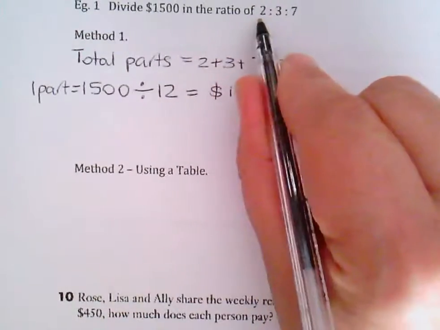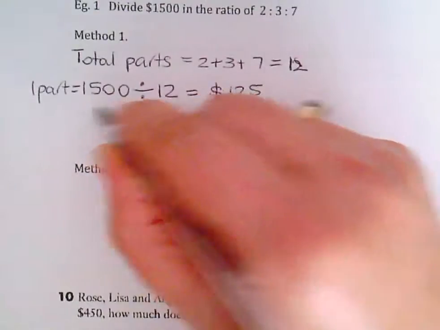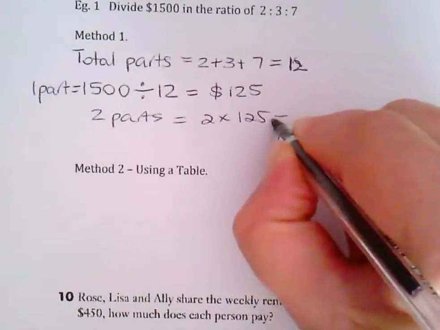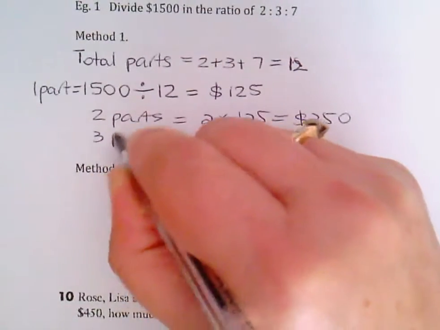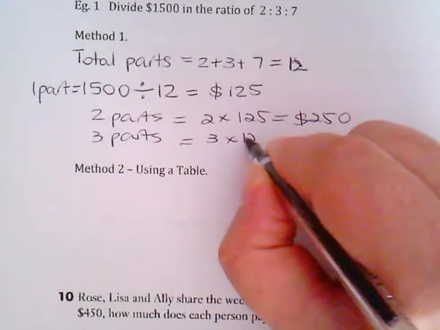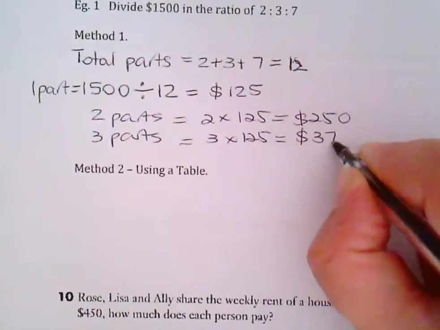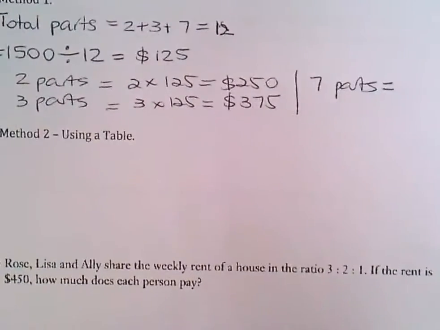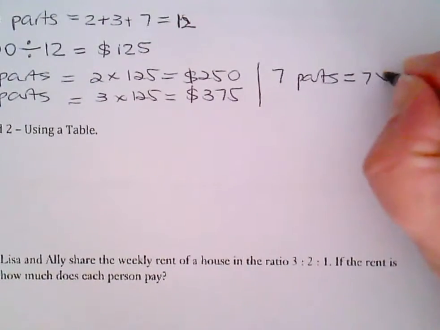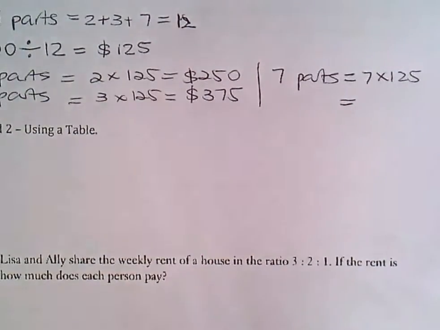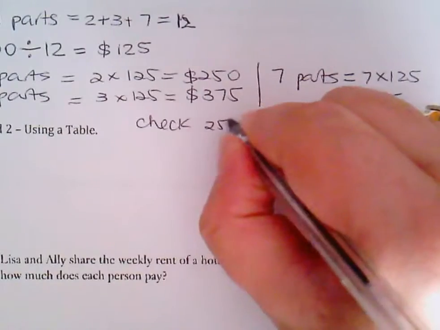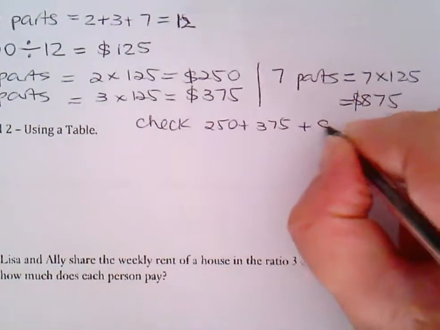So now we have to divide the ratio into 2:3:7. So first we look at 2 parts. So 2 parts will be 2 times $125, which is $250. 3 parts will be 3 times $125, which is $375. And the last one is the 7 parts will be 7 times 125, which is $875.